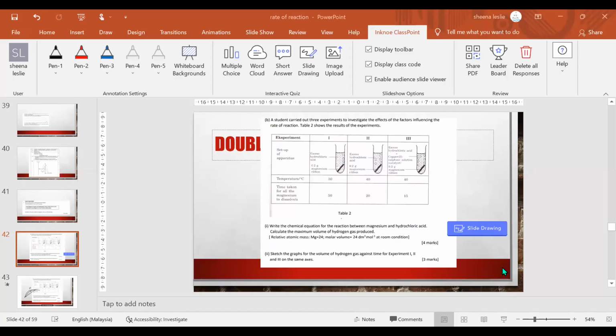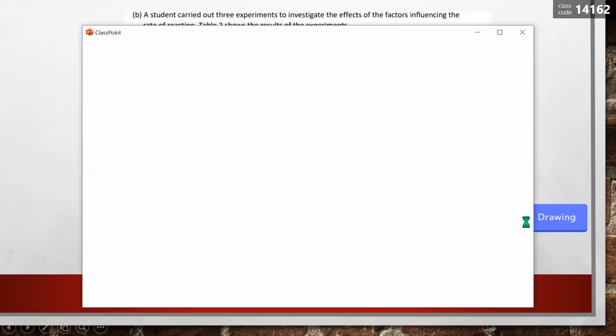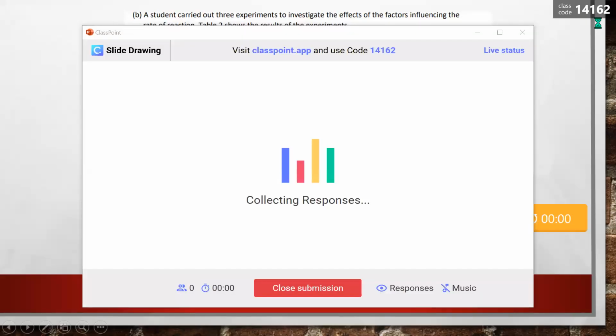Okay, now y'all can draw the graph for teacher. Okay, so now you all know teacher can't remember her password and all her emails, okay? So please remember on her behalf. Okay, start now. Your class code is 14162. Okay, 14162. Thank you. You are so kind and so patient. Thank you for waiting.